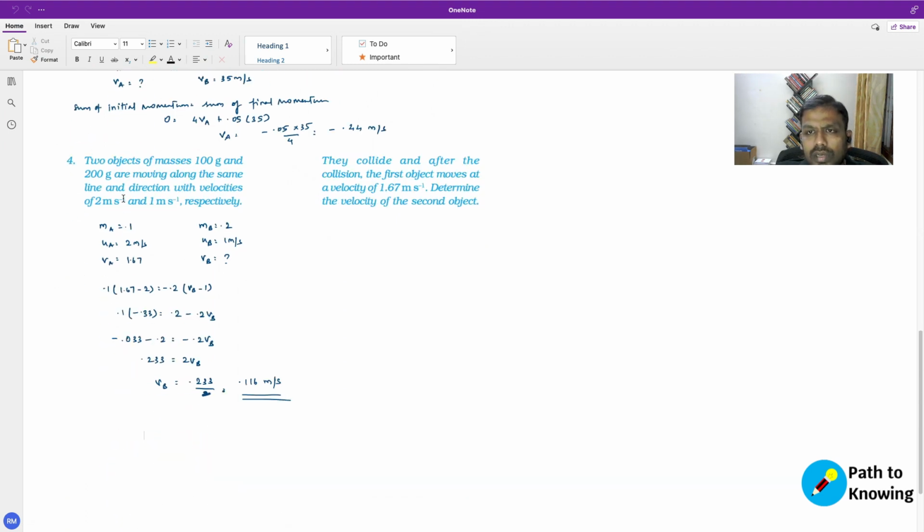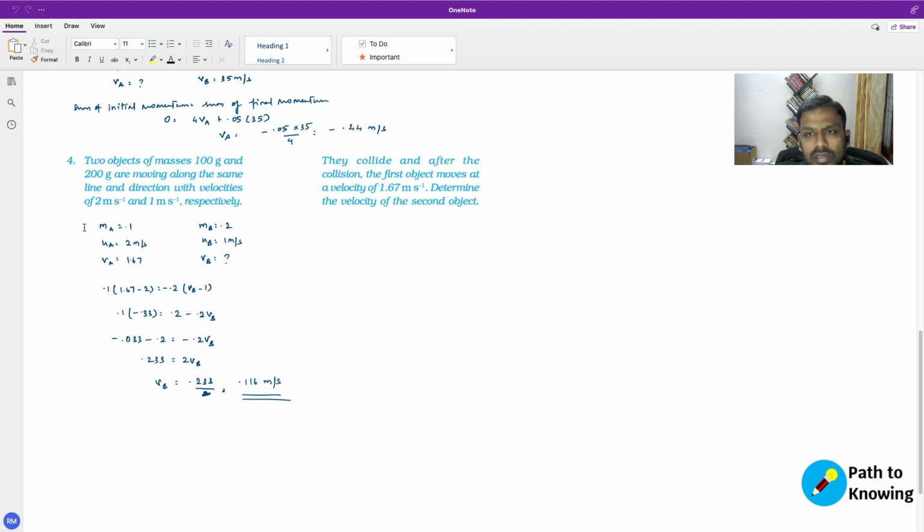The last question is, two objects of mass 100 grams and 200 grams are moving along the same line and the direction with velocities of 2 meters per second and 1 meter per second respectively. They collide, and after the collision, the first object moves at a velocity of 1.65 meters per second. Determine the velocity of the second object.